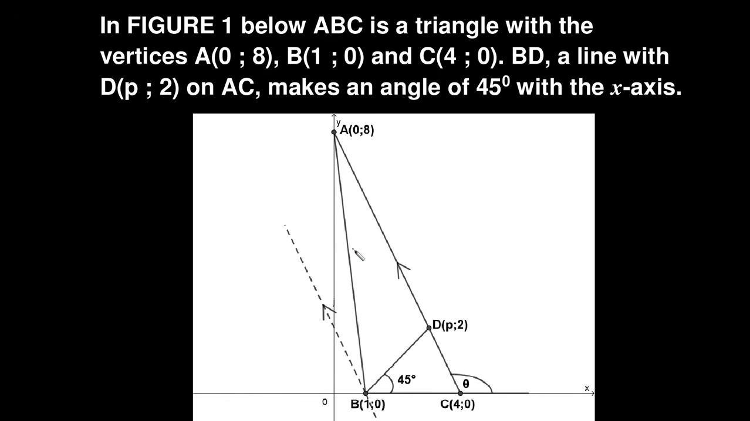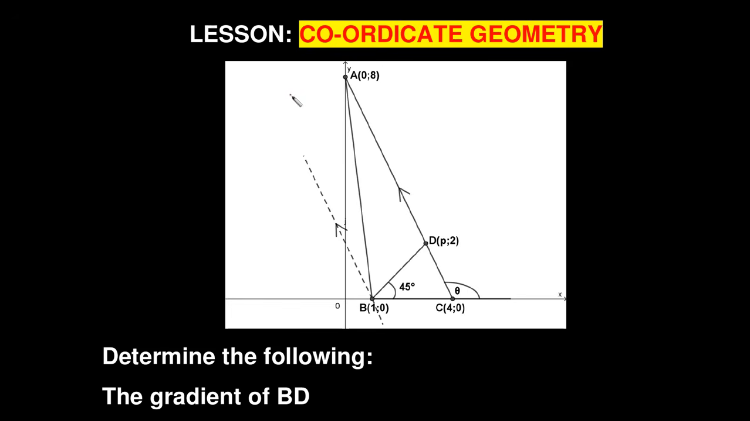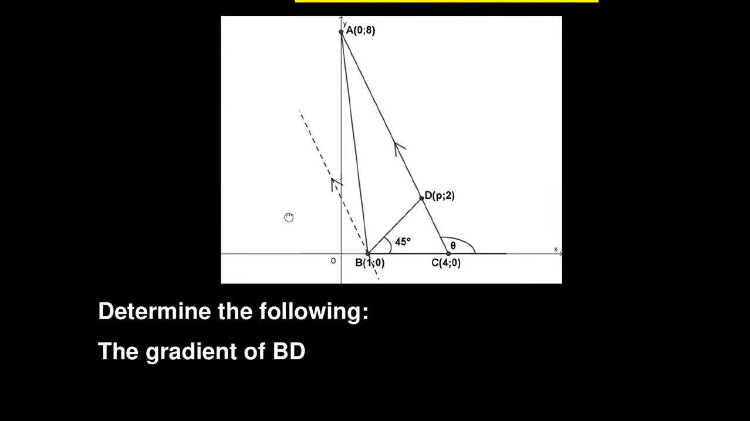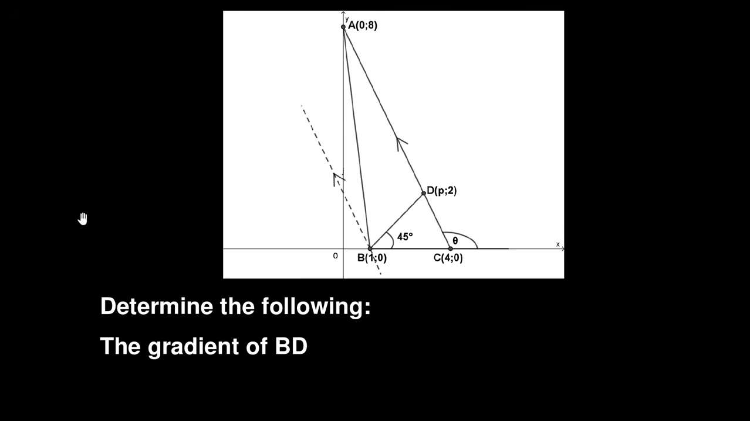Now, this is a question on coordinate geometry. It is given, and what follows is a statement, the introduction to the questions that are going to follow after this. So we are going to look now at the questions. So there is the diagram. Now let us look at the first question. It says determine the following. Determine the gradient. In this case, we are looking at the gradient of line BD.